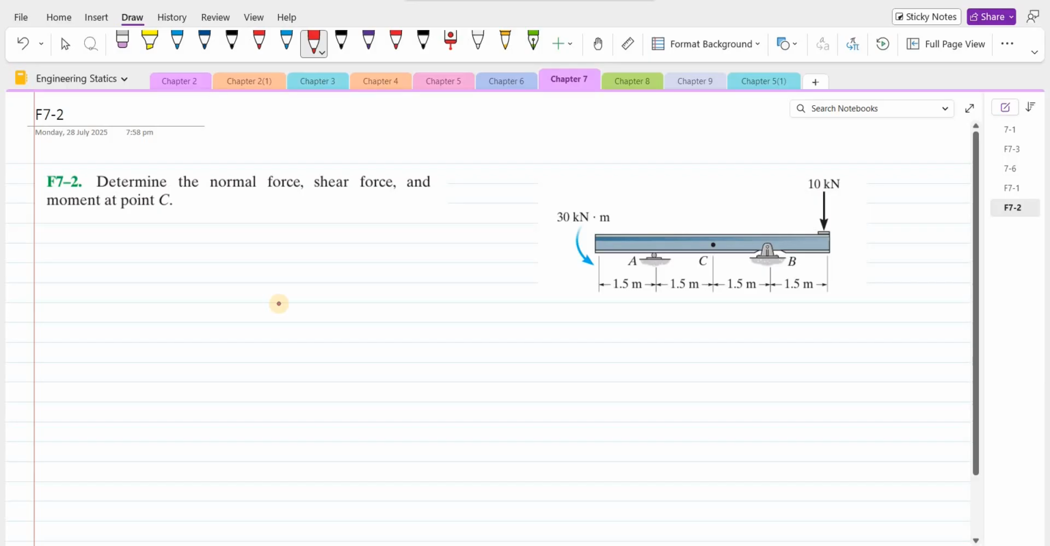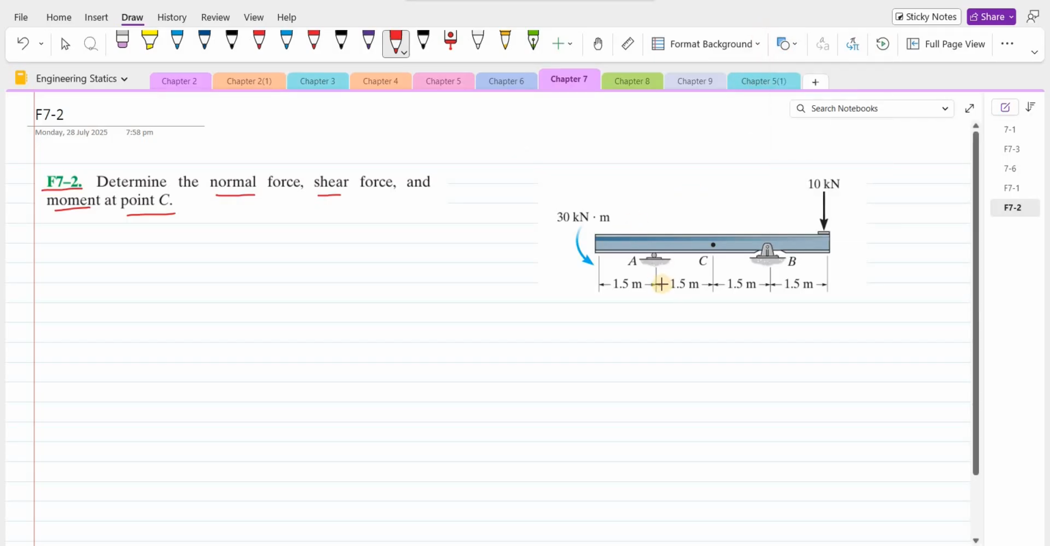In this video, we will solve problem F7-2 from R.C. Hibbeler Engineering Statics, 14th edition. According to this problem, we have to determine the normal force, shear force and moment at point C in this beam. To solve this problem, first of all, we have to draw the free body diagram.